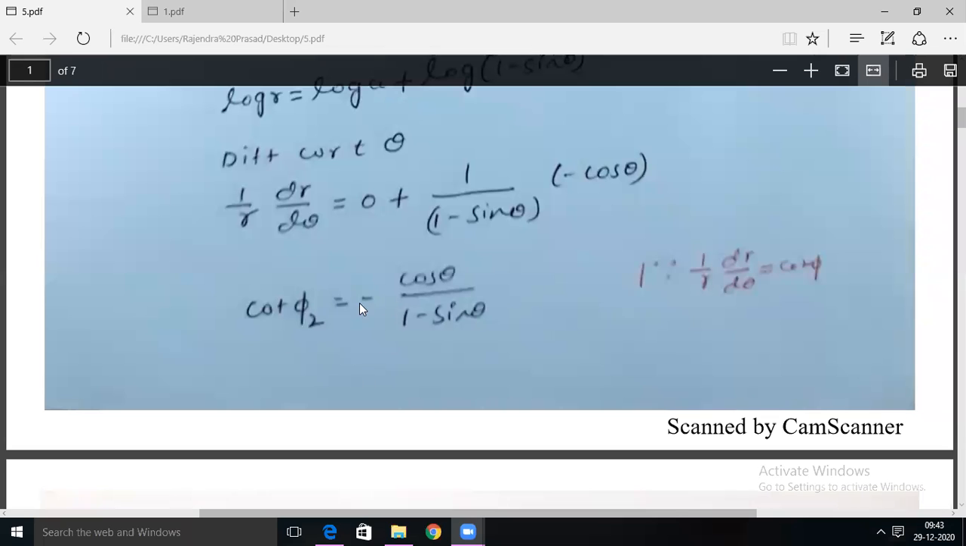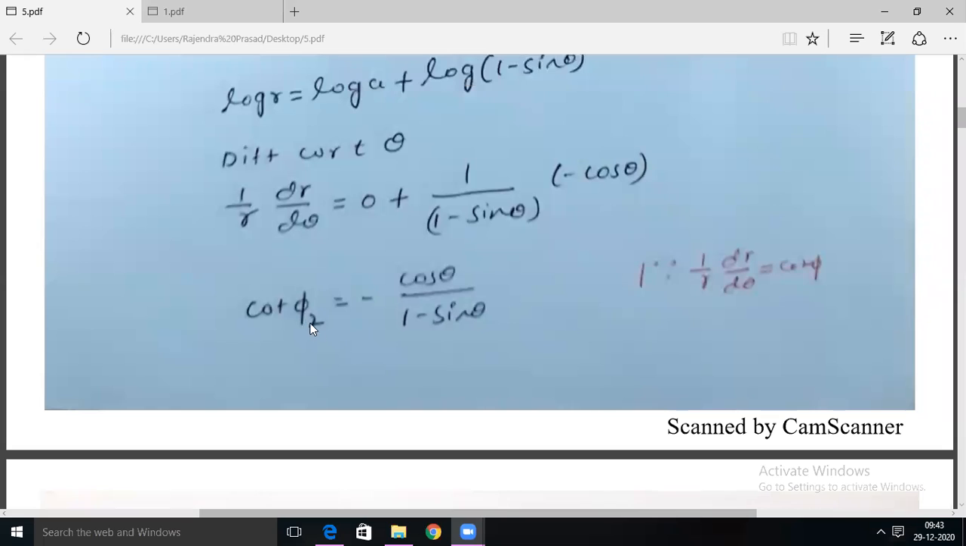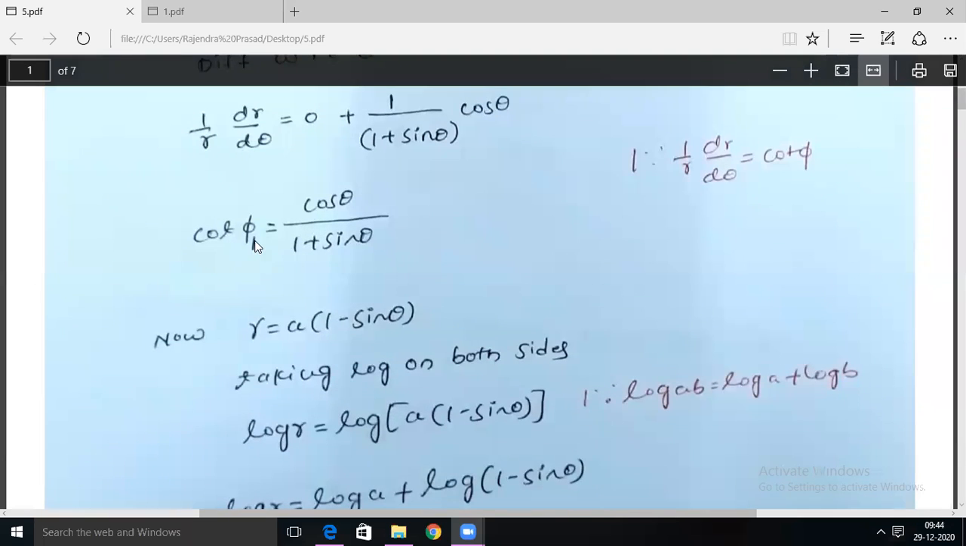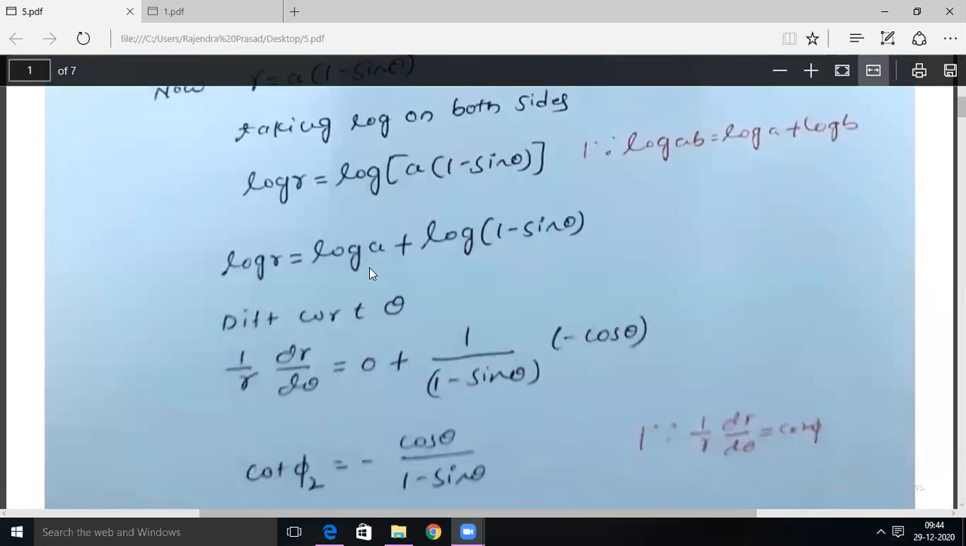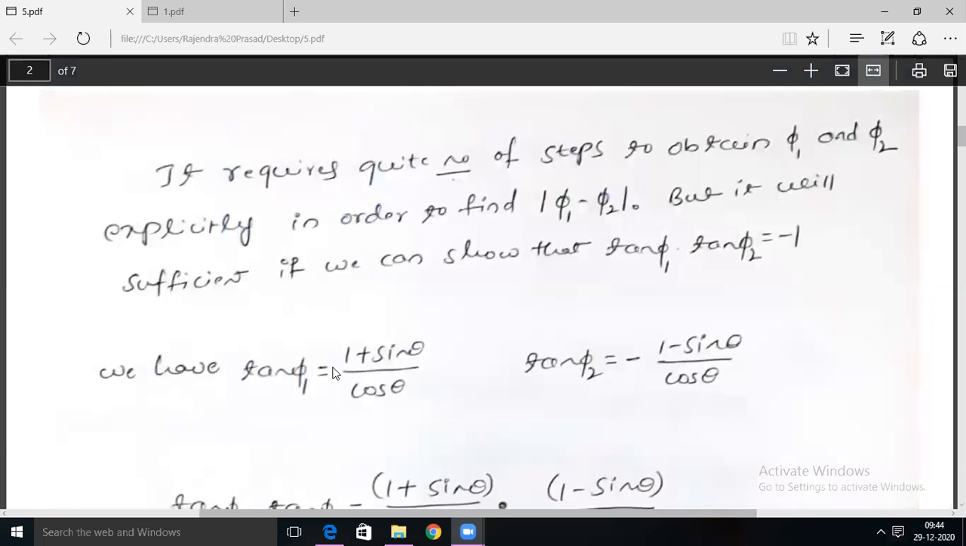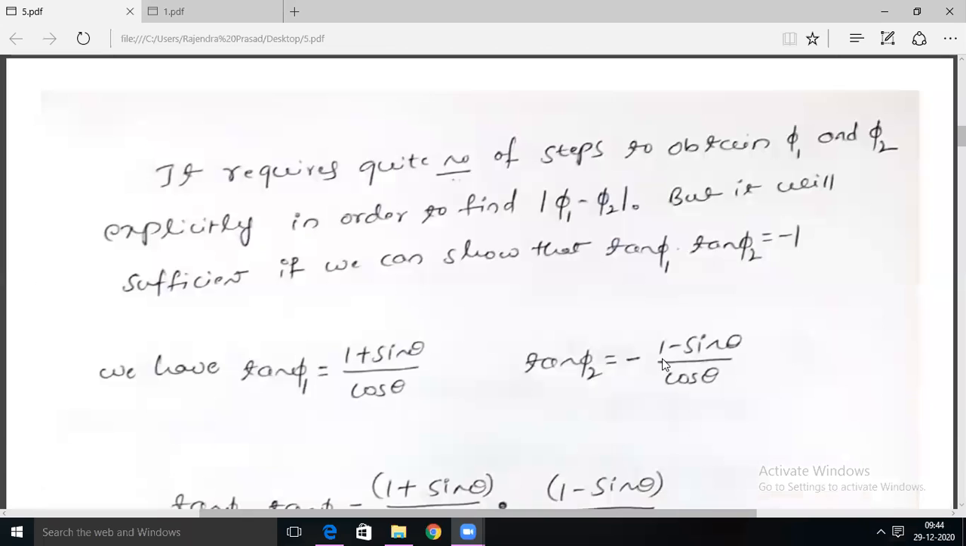Cot pi 2 we have here minus cos theta upon 1 minus sin theta. Instead of cot pi 2, in terms of tan we can write tan pi 2, which is the reciprocal. So this goes to the numerator and that comes to the denominator. Similarly, tan pi 1 is the reciprocal: this goes to the numerator and that comes to the denominator. So we can write tan pi 1 is equal to 1 plus sin theta upon cos theta, and tan pi 2 is equal to 1 minus sin theta upon cos theta.